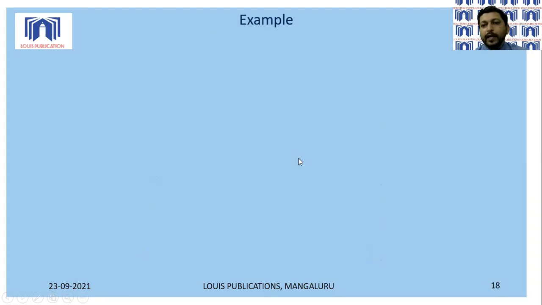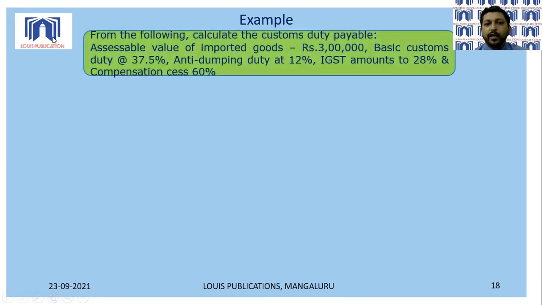Let's look at an example. First, we will look at how to solve problems on customs duty specific. From the following, calculate customs duty payable. Assessable value of imported goods is 3 lakh rupees. Assessable value is readily given.